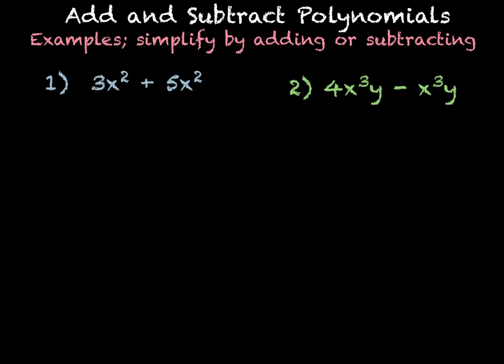Add and subtract polynomials. We're just going to jump right into some examples of simplifying by adding or subtracting. So the first thing we need to make sure we have are common variables. Okay, so that means x squared. So we have a common variable. Now what we're going to do is just add our numbers together.